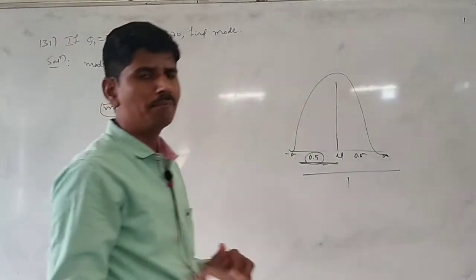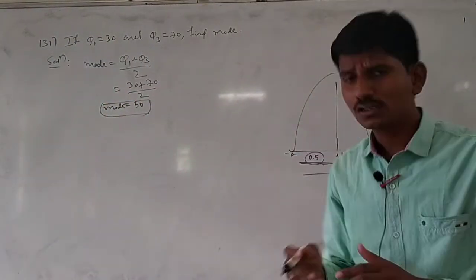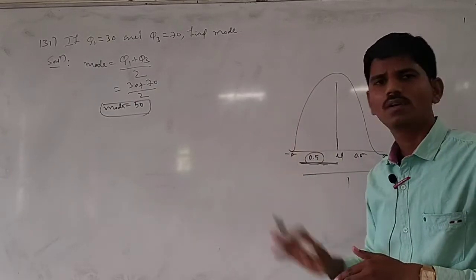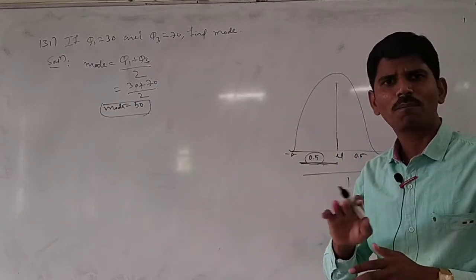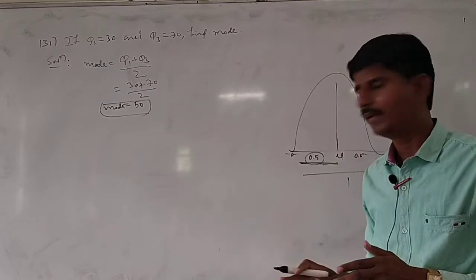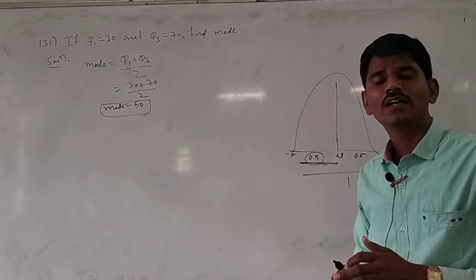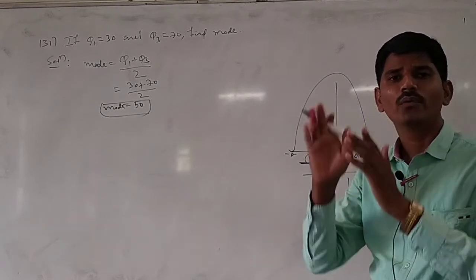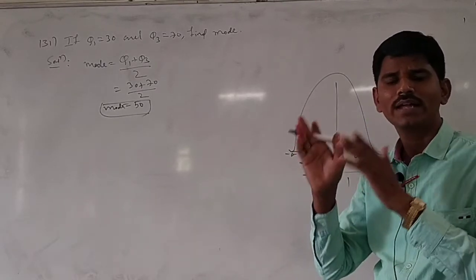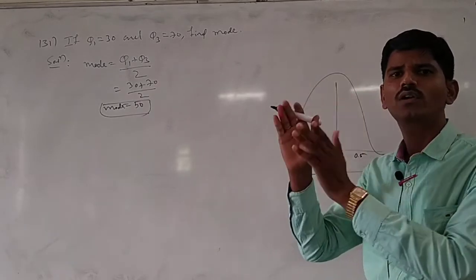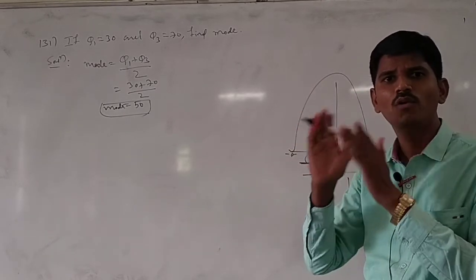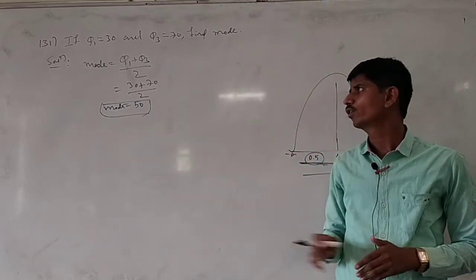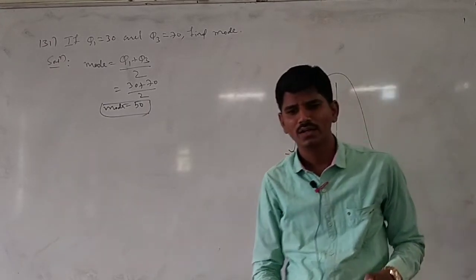Suppose find mean, then also the same formula you have to apply: mean equal to Q1 plus Q3 divided by 2. Find median, same formula: Q1 plus Q3 divided by 2. Because the normal curve is symmetrical about mean mu, mean equal to median equal to mode equal to mu. Median and mode are equal, that is mode equal to Q1 plus Q3 divided by 2.